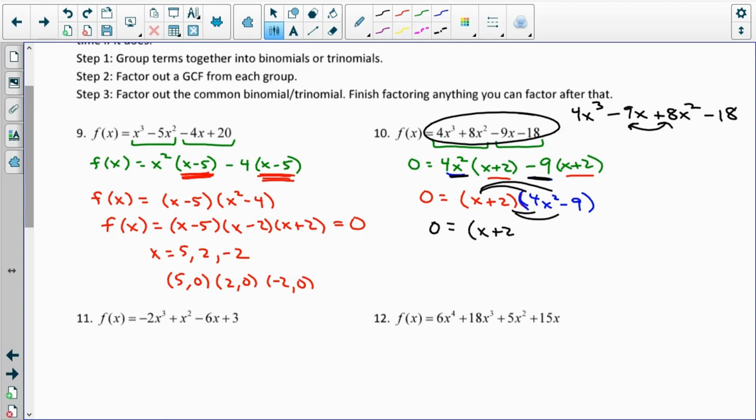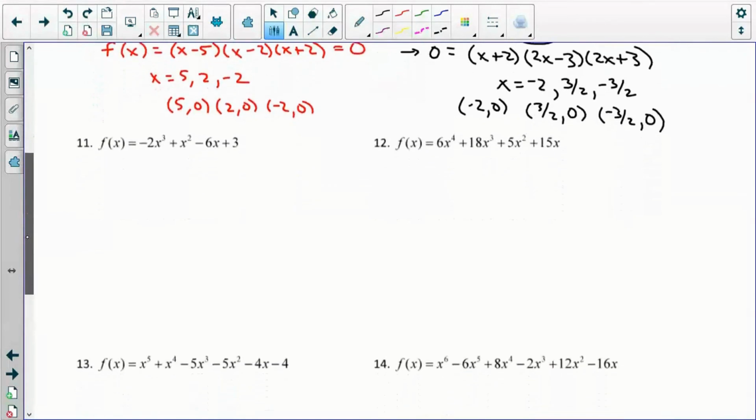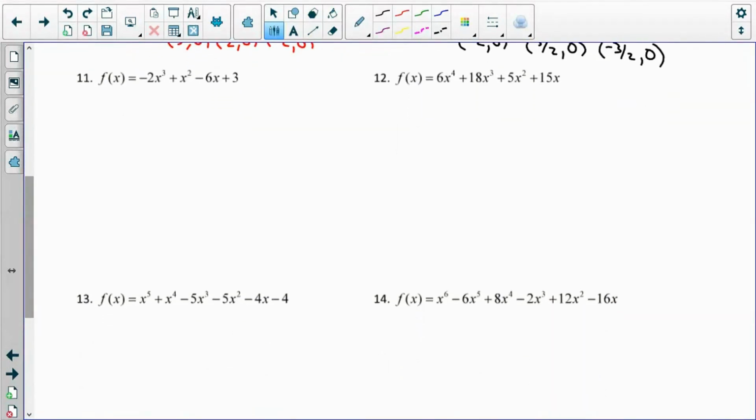So I have x plus 2, and then 4x squared minus 9 is the difference of two perfect squares. So that's 2x minus 3, 2x plus 3. I end up with x equals -2, 3 halves, and -3 halves. So if I were asked for solving this equation, that would be what I get. But since I'm asked for x-intercepts, I'm going to write it as (-2, 0), (3/2, 0), and (-3/2, 0). I'm going to go a lot quicker through the last 4, but I do want to give you as many examples as I can.